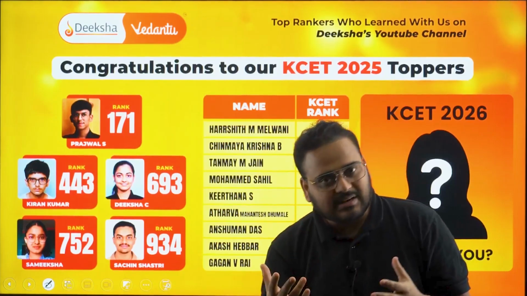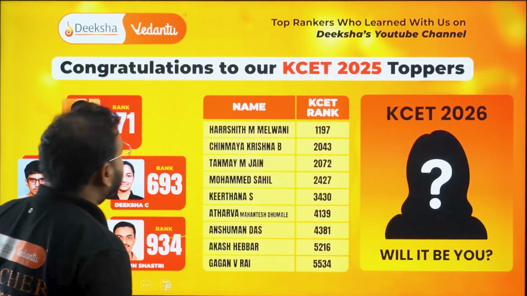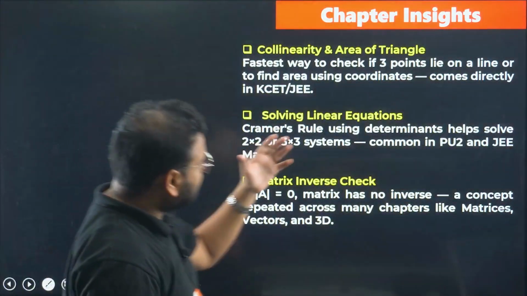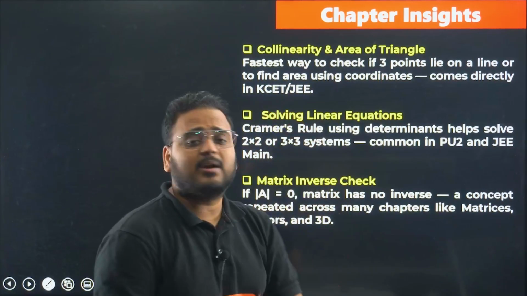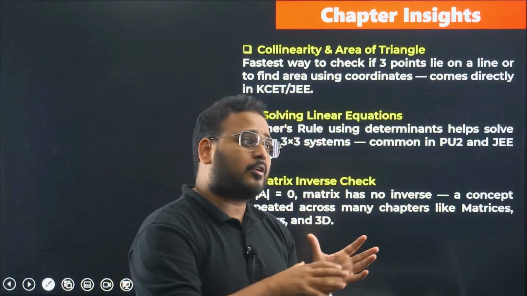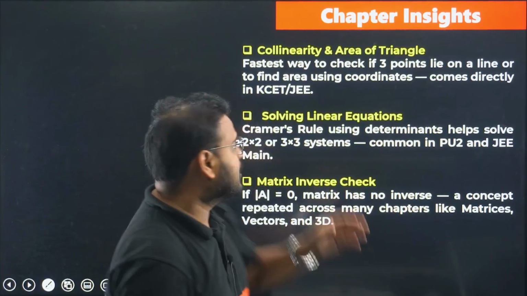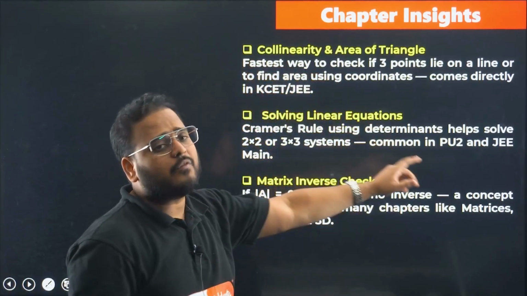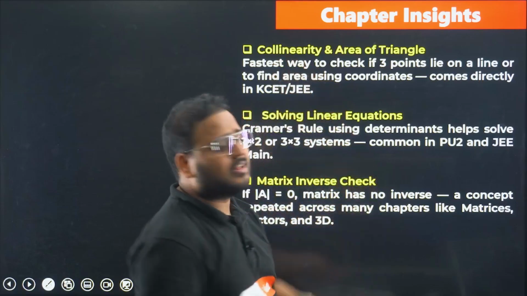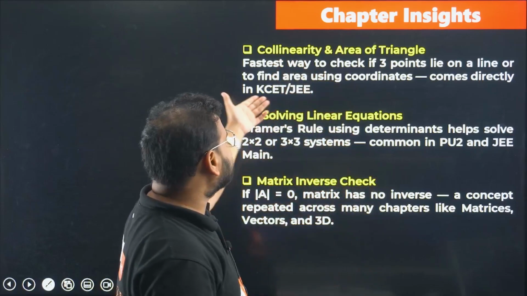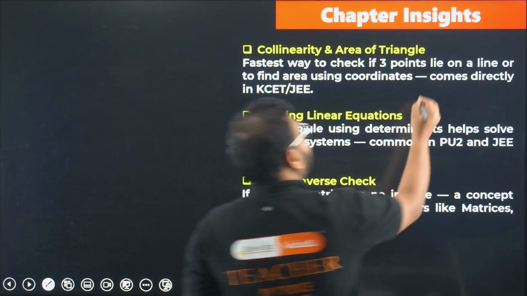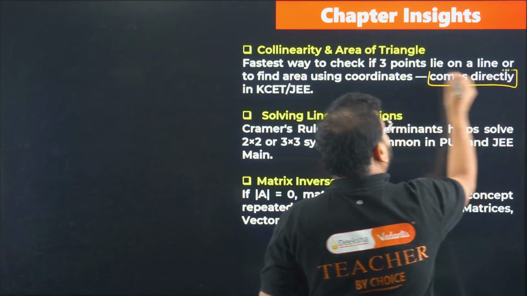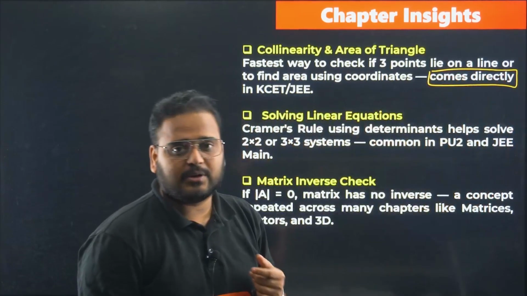Okay, now we can start with the session right now. So today we have the chapter insights. What are the most vital roles the chapter determinant plays, let's say, from the exam point of view? So first thing will be, of course, questions of area of triangle and collinearity. Very important in KCET or JEE. There are some direct questions as well, not just difficult ones. Some very direct questions come in the examination, especially in the KCET.